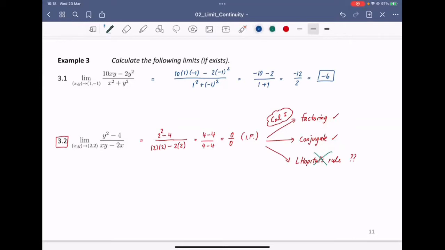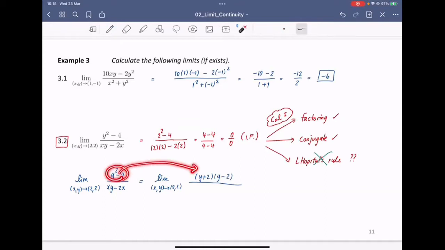Let's see this example, limit as (x, y) goes to (2, 2). Okay, everyone get ready. (y squared minus 4) over (xy minus 2x). Let's do the factoring. It seems like you can factor it, because on the top you have y squared minus 4. This should be good for factoring. Everyone knows since high school that you can do (y plus 2)(y minus 2). If you feel like this factoring is way too hard for you, you are in trouble. This is not that hard at all.